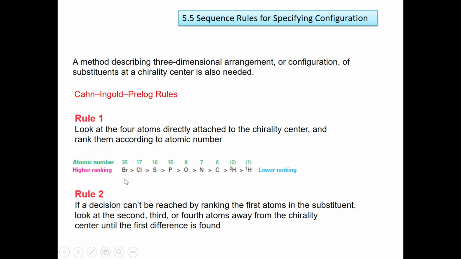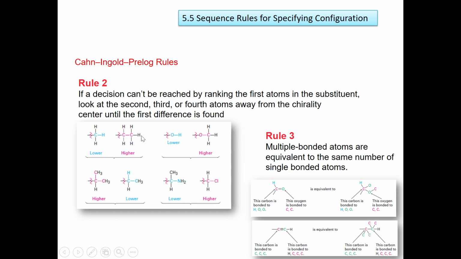If the first atom is not enough, that means we have, for example, 2 carbons, we check the second atom, or the third, or the fourth. We follow the structure until we see some difference, and again, the heavier atom always wins. Okay? Rule number 2. Here is the example.